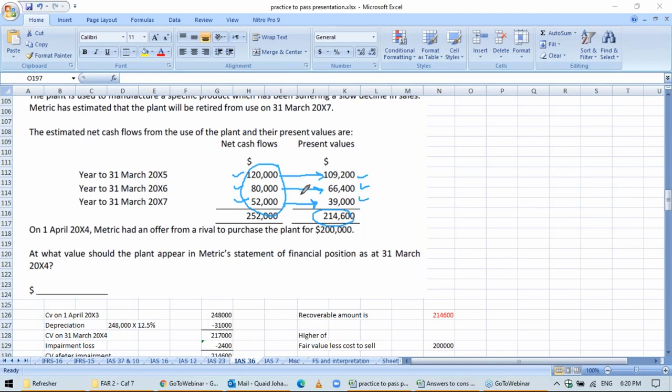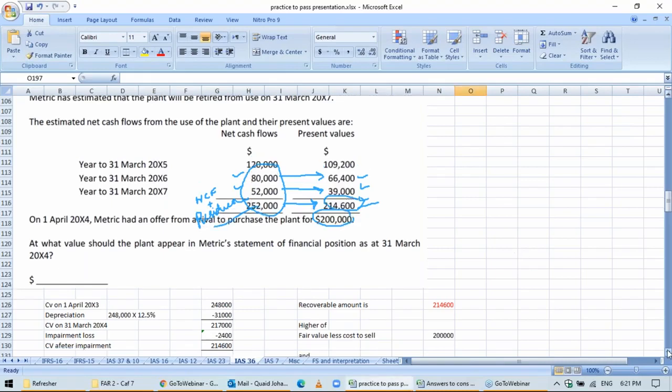214,600, right? Obviously 120,000 should have been multiplied by some factor to arrive at 109,200. And this 39,000 includes the residual value as well. This 52,000 includes the residual value, and obviously the present value of residual value has also been taken. So this includes the normal cash flow plus the residual value, both, and its present value is 39,000, right? So that's value in use. So carrying value is entirely something different. Carrying value is book value of the asset, right? Okay, so that was a detail about carrying value and value in use. Okay, let's move on to the next question.